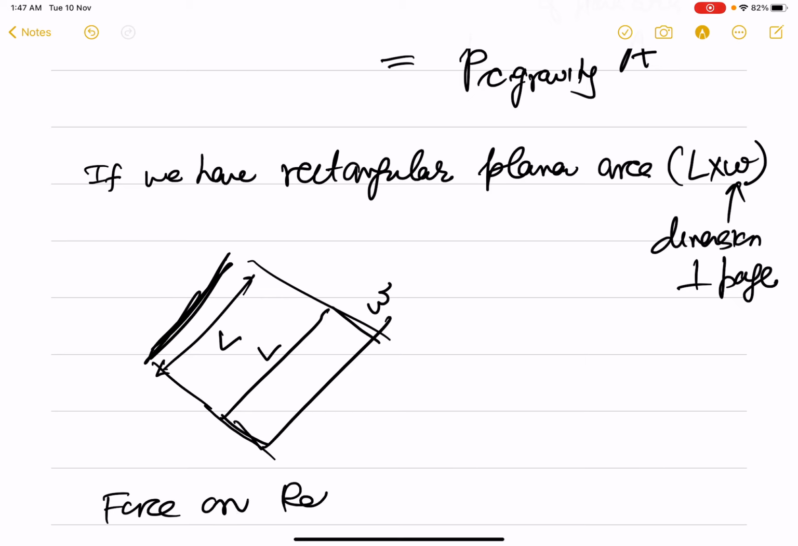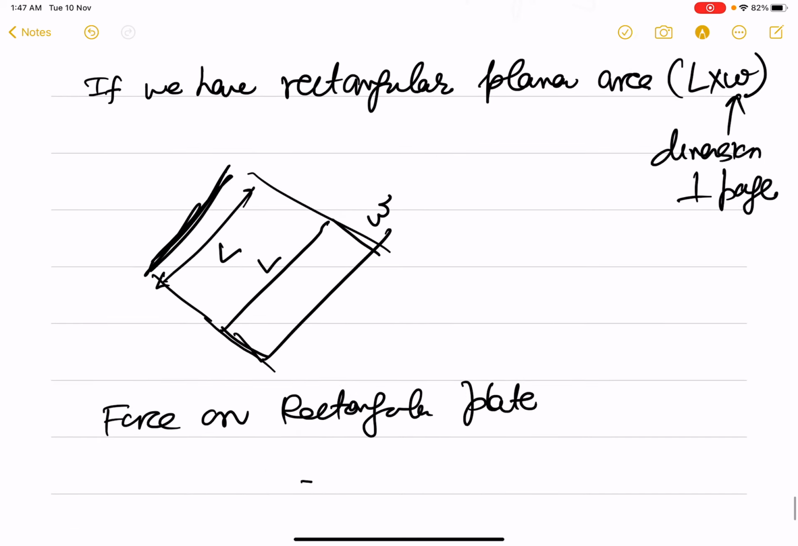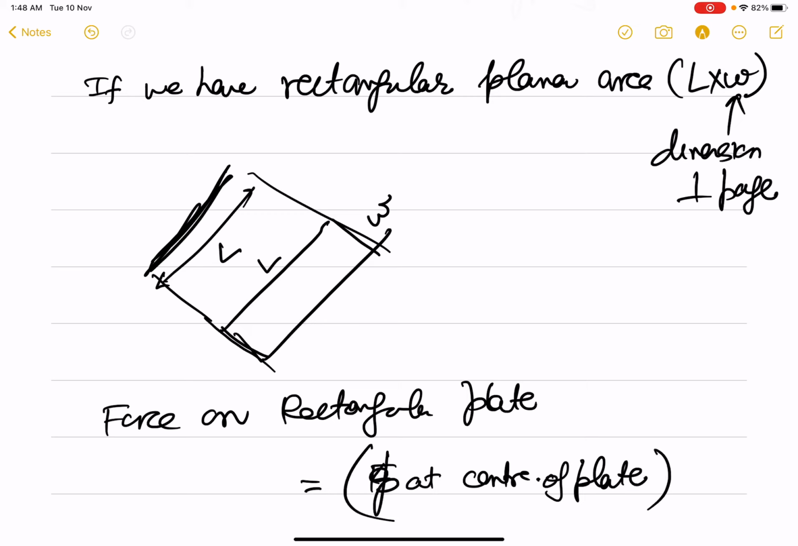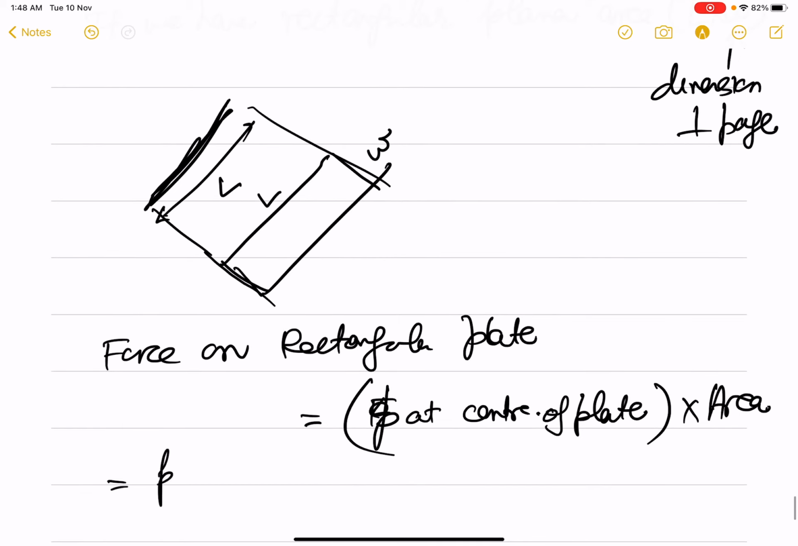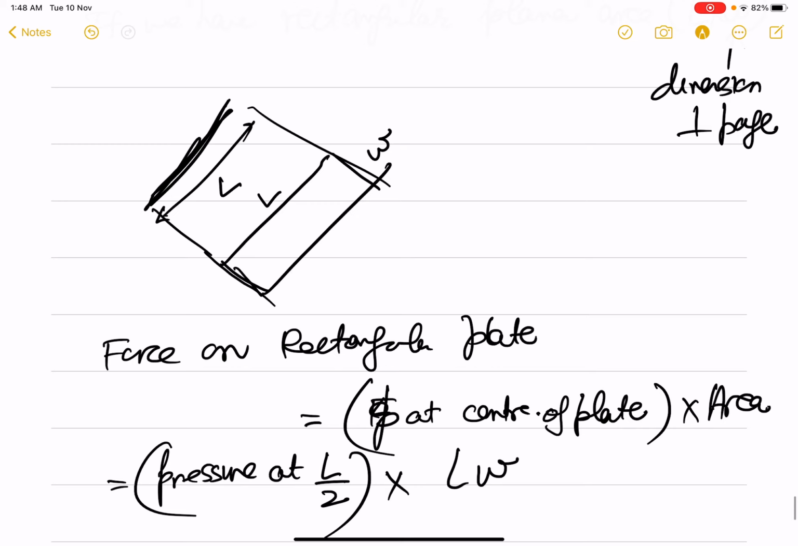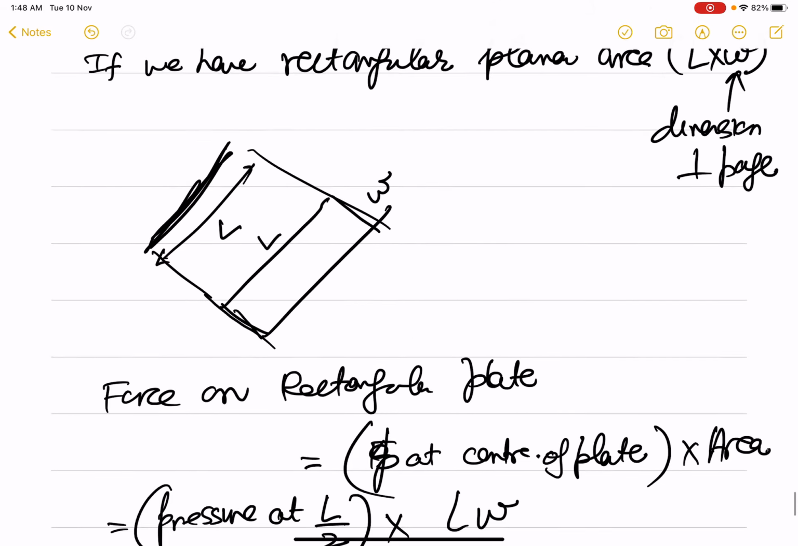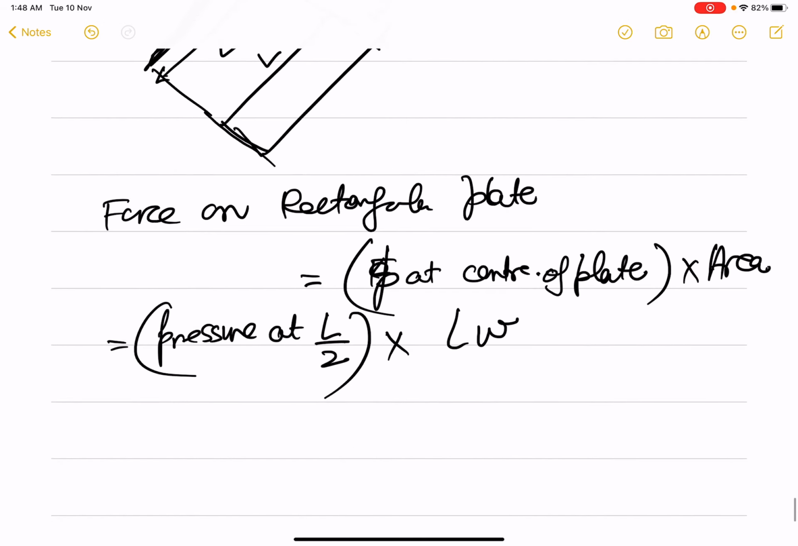So now what we have here is, if you work it out, the total force on the rectangular plate will be equal to pressure at the center of the plate multiplied by area. So this will be equal to pressure at L by 2 multiplied by L times W. And so this is how we can then calculate the force.